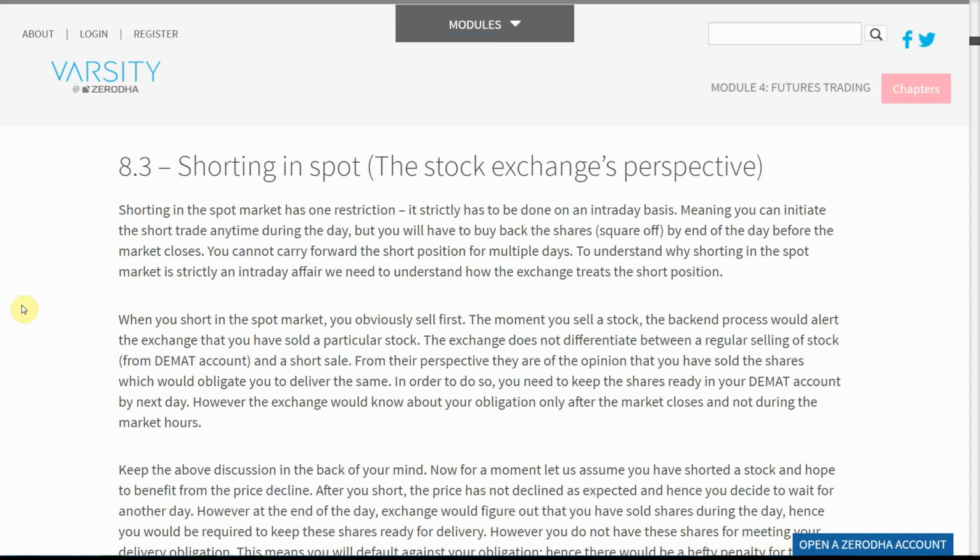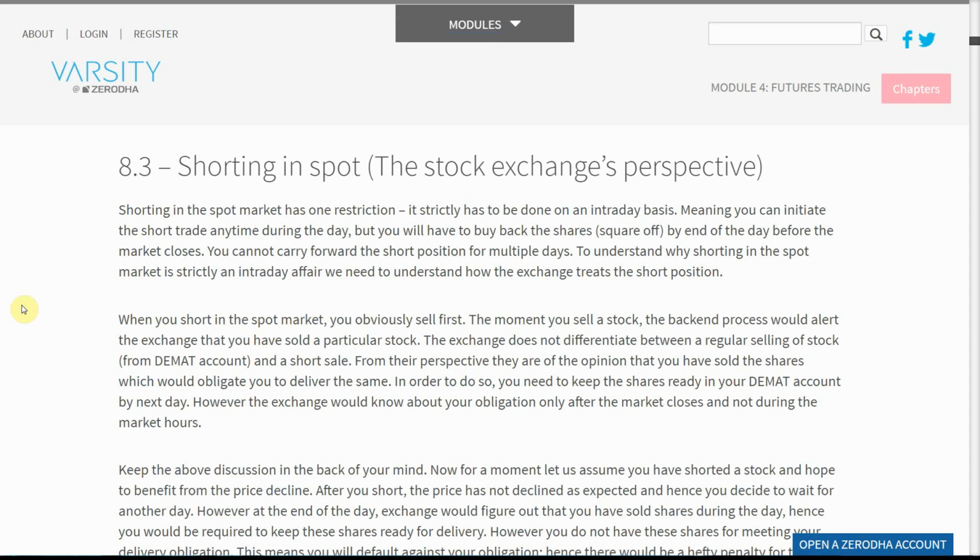To understand why shorting in the spot market is strictly an intraday affair, we need to understand how the exchange treats the short position. When you short in the spot market, you obviously sell first. The moment you sell a stock, the back-end process would alert the exchange that you have sold a particular stock. The exchange does not differentiate between a regular selling of stock from demat account and a short sale. From their perspective, they are of the opinion that you have sold the shares, which would obligate you to deliver the same. In order to do so, you need to keep the shares ready in your demat account by next day.